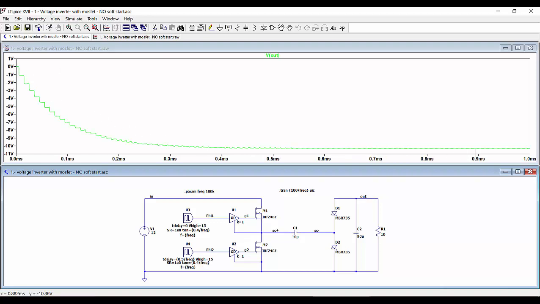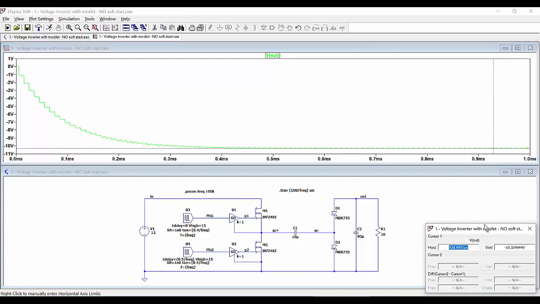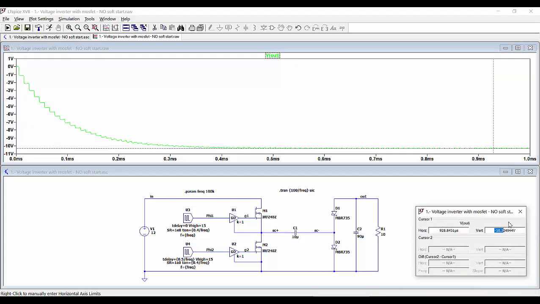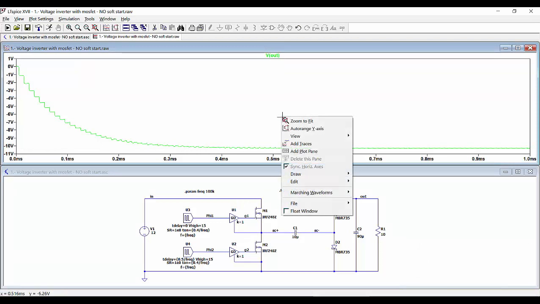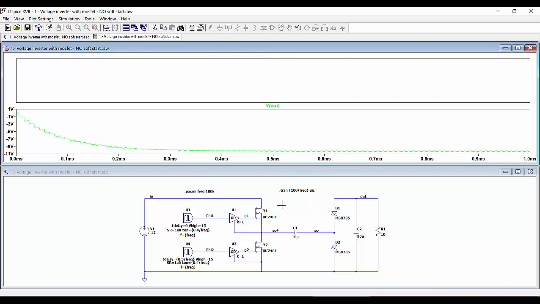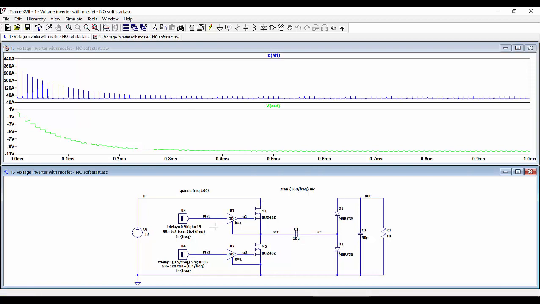So we see now that the output voltage is reaching the expected value, which is around minus 10.3 volts at the output, because as we know we have some voltage drop in the diode, so the output voltage is a little bit lower than the input voltage in absolute value. Okay, but now we are interested in the current, so let's take a look in another pane. Let's take a look at the currents that are circulating through transistor M1 and also through transistor M2.